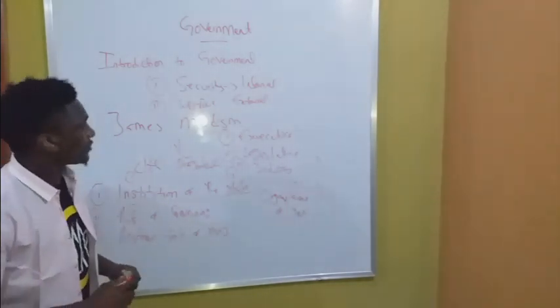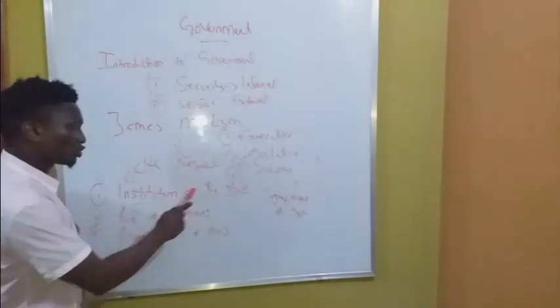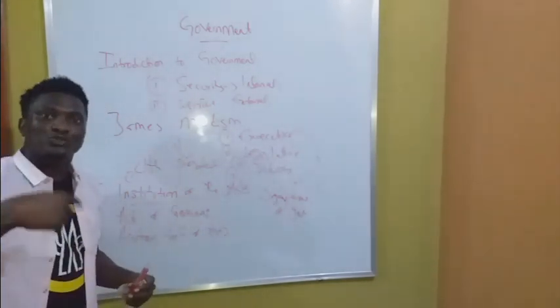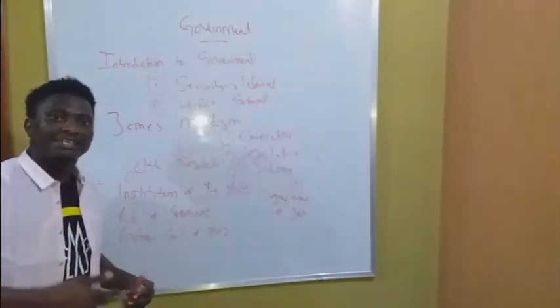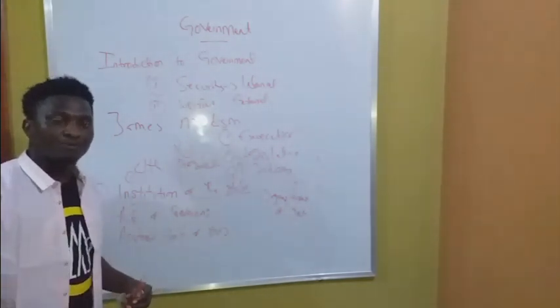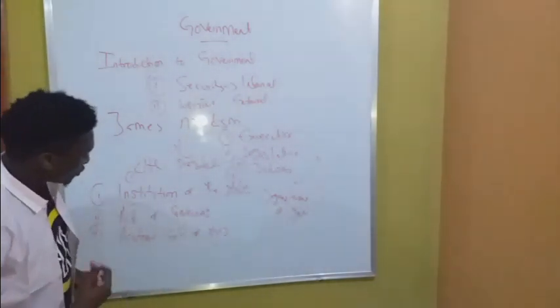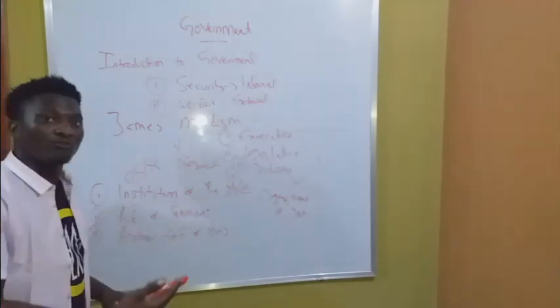So once more, do not forget, government as an institution of the state is the machinery through which the will of the state is formulated, expressed, and realized. Let's go to the second one. Government as an act of governing.